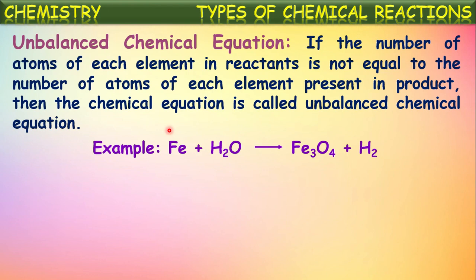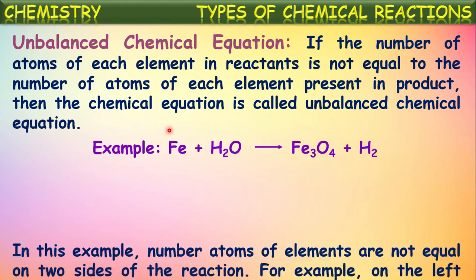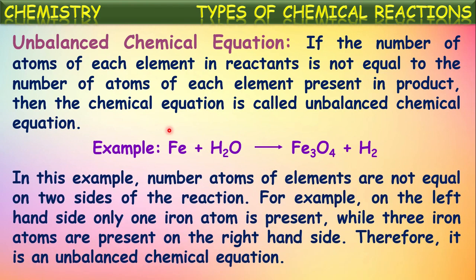These unbalanced chemical equations are also called skeleton equations. A skeleton equation simply represents the chemicals reacting and the chemicals formed, but is not quantitatively correct. Those equations are called unbalanced equations or skeleton equations. So if you see in this example, the number of atoms of elements are not equal on the two sides of the equation or reaction.